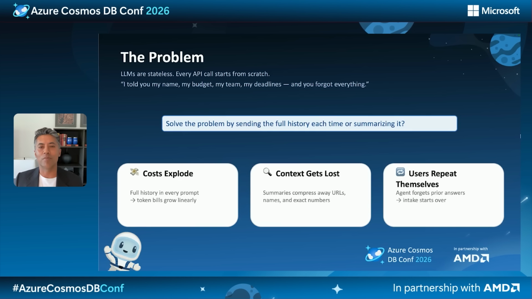What if you start summarizing parts of it? In that case, you still have that issue that you may be losing some context, maybe some fact, anything real world that you really care about that got compressed, because all summarizations have a compression problem. And then finally, users will have to repeat themselves quite a bit.